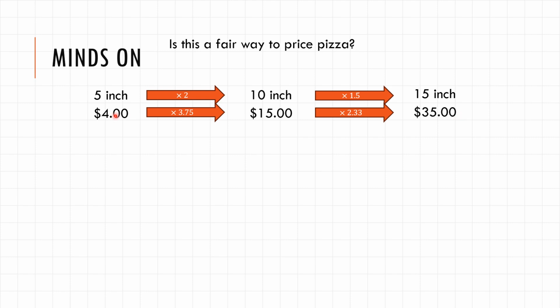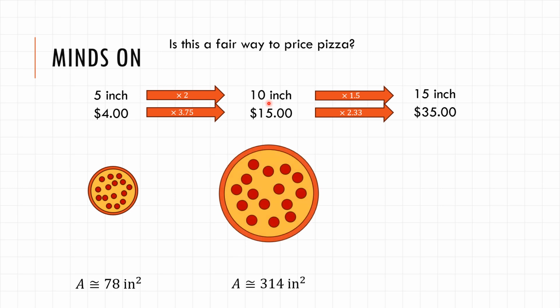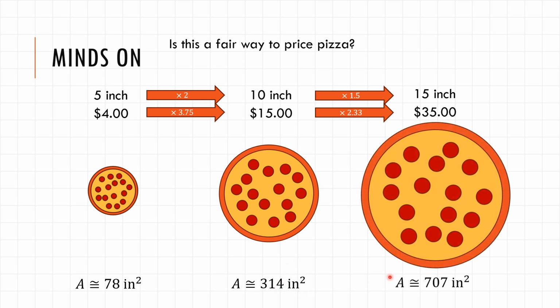But when you start to look at the actual pizza, a 5-inch radius pizza might look something like this. Its area would be 78 square inches. A 10-inch pizza would look something like this. Now, doesn't this look a whole lot bigger than this? More than just 2 times? In fact, the area of this pizza would be about 314 square inches, and the area of a 15-inch pizza would be about 707 square inches. Look how much bigger that is even compared to this.